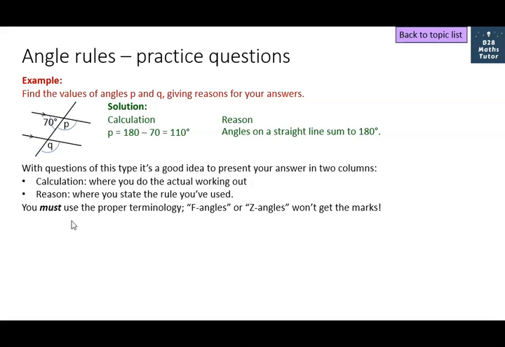Then for Q, we've got the F shape, haven't we? Friends correspond. Imagine those friends sitting there writing letters to each other. So it's corresponding angles, and corresponding angles are equal. So Q is the same as P, and it's 110 degrees because corresponding angles are equal.